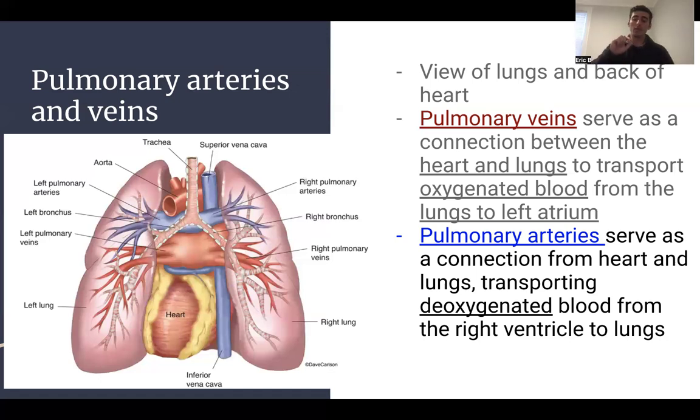The blood goes from the pulmonary trunk out to the lungs. That's where the blood is going to be oxygenated through capillary exchange in the lungs.